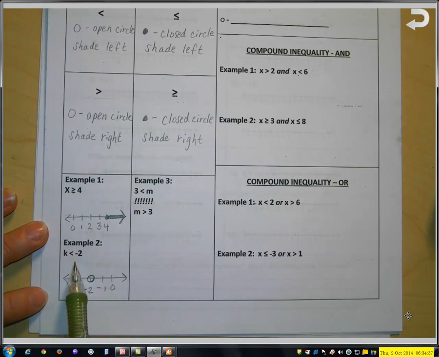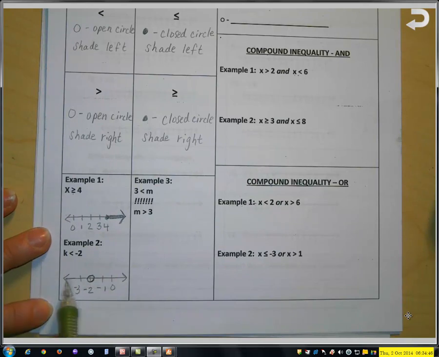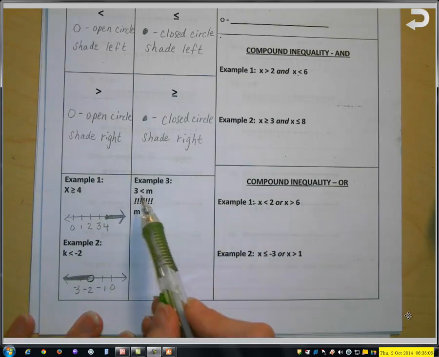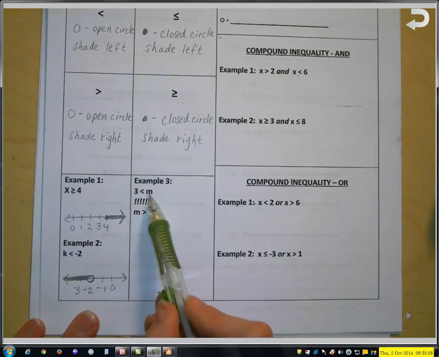Okay, so let's talk about which direction we're going to shade here. K is less than -2, so we're going to shade to the left because the numbers that are smaller than -2 are to the left on the number line. And again, if you've written the variable first, then you can shade in the direction that the inequality sign is pointing, so to speak.